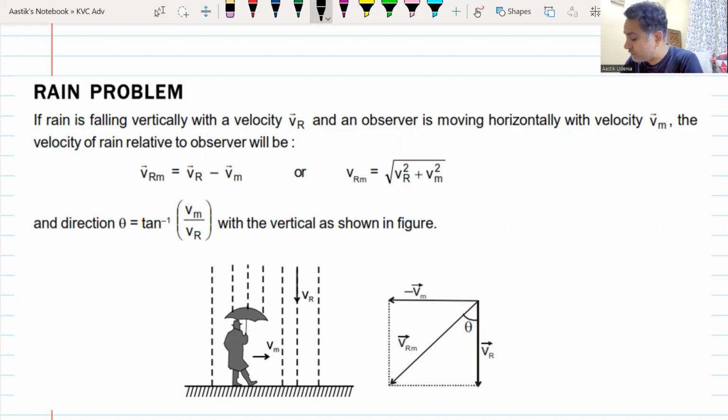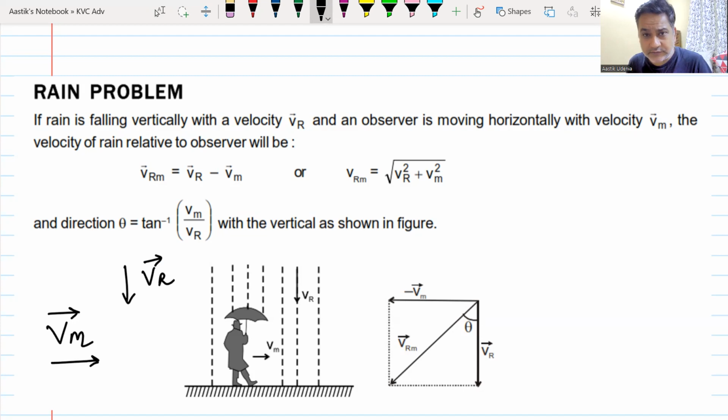walking. Now this Vm, as you can see, is the velocity of man with respect to ground. Do we understand this? So he's walking like this. And this VR is the velocity of rain with respect to ground. So rain is falling like this and the man is walking like this. Now the question asks you, they do not ask you to find out the velocity. They will ask you at what angle with the horizontal or with the vertical. They will not ask from the horizontal, they will ask from the vertical. At what angle should he hold his umbrella? And what is the velocity of rain with respect to man?